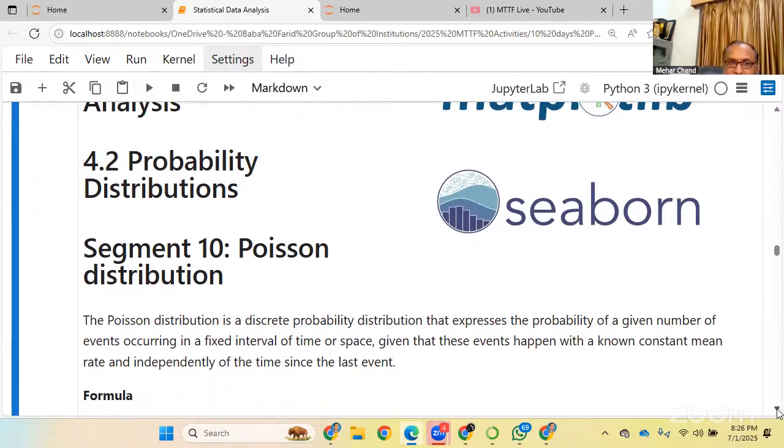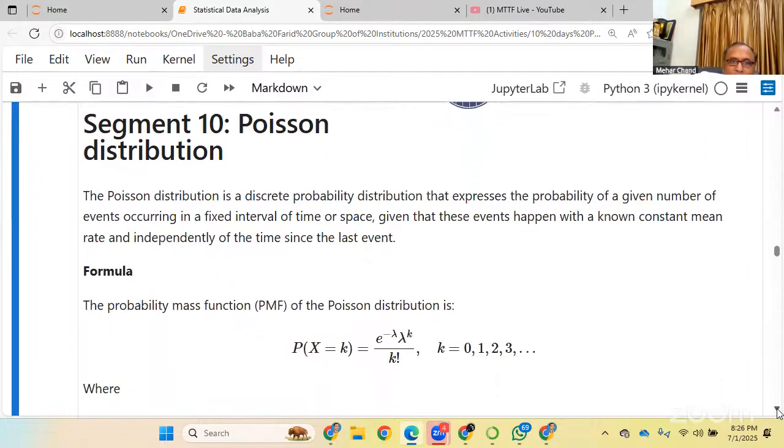And here is the formula which we can use for the Poisson distribution. P of X equal to k, where k is the event, and on the right hand side, e raised to the power minus lambda, lambda raised to the power k upon k factorial. The value of k will vary from 0, 1, 2, 3, and so on, and according to that, the probability will be computed.